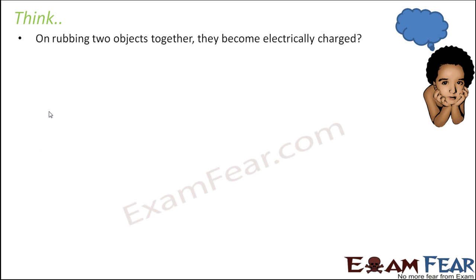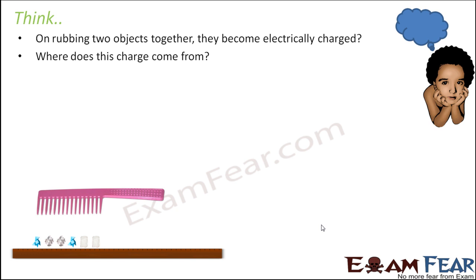If you think, when you rub two objects together, they become electrically charged. Can you think why it is? For example, you take small papers and rub this comb, and then if you see, it will dance like this. Why? Because they become oppositely charged.